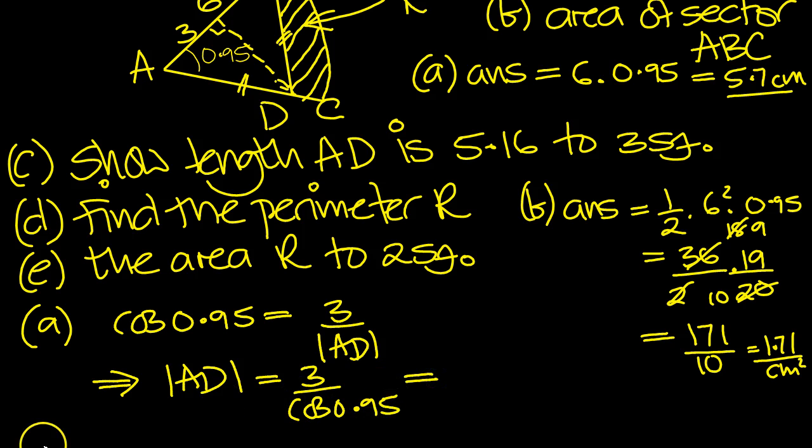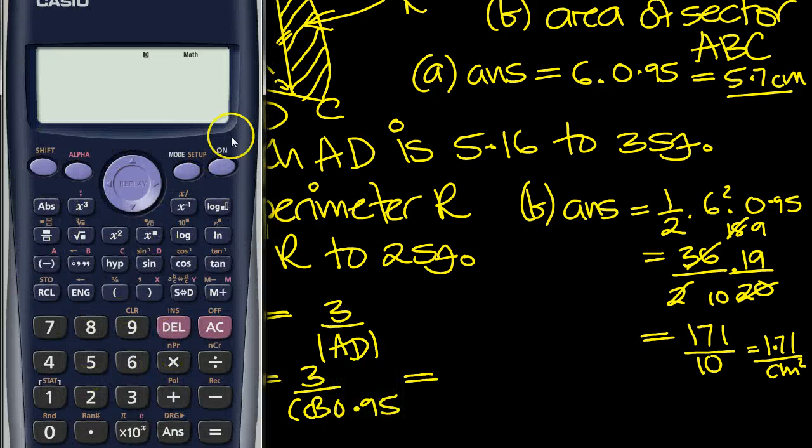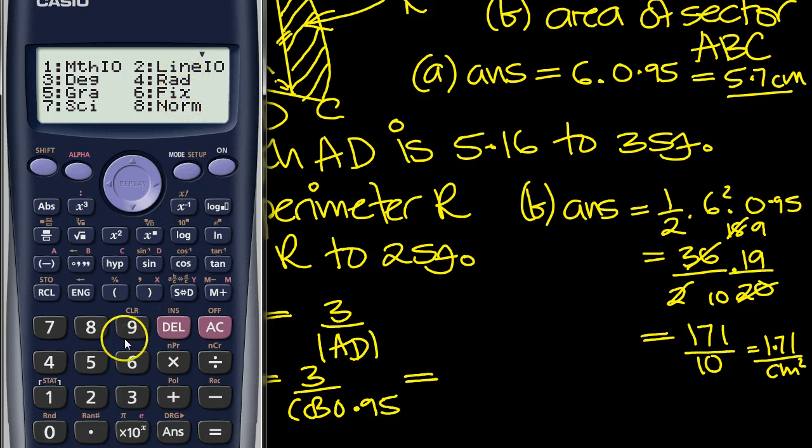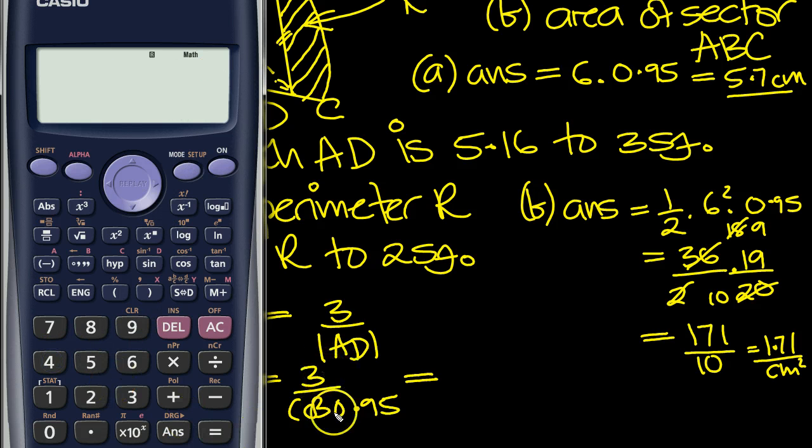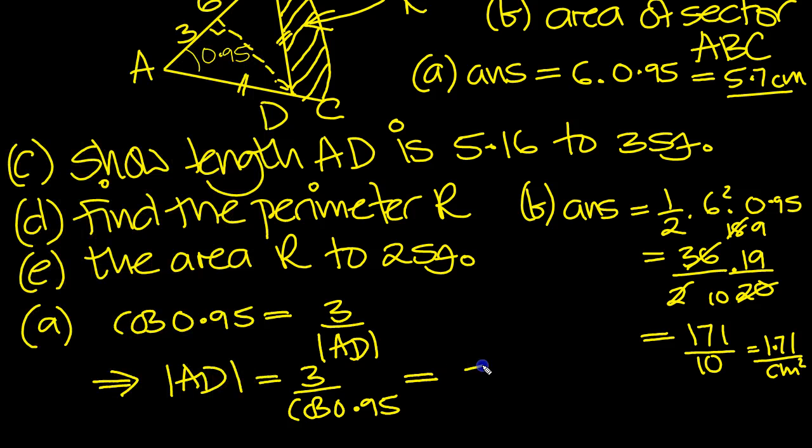So let's type this in the calculator. We need to be in radians mode, so let's go into radians mode, number 4. Now we do 3 divided by cosine 0.95, equals 5.16 to 3 significant figures. And that's to 3 significant figures, which is what we wanted.